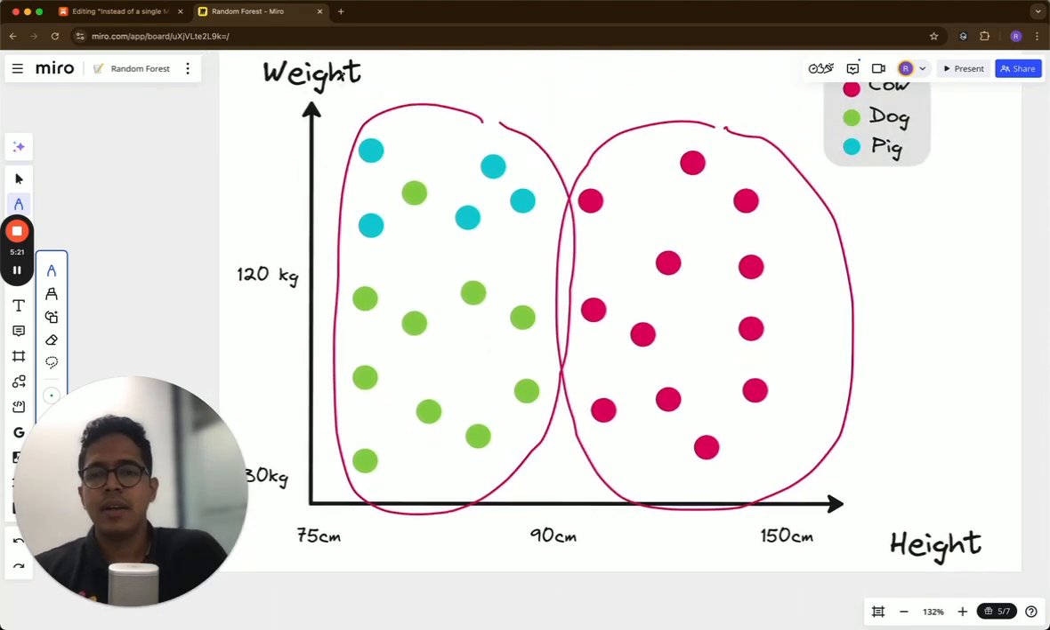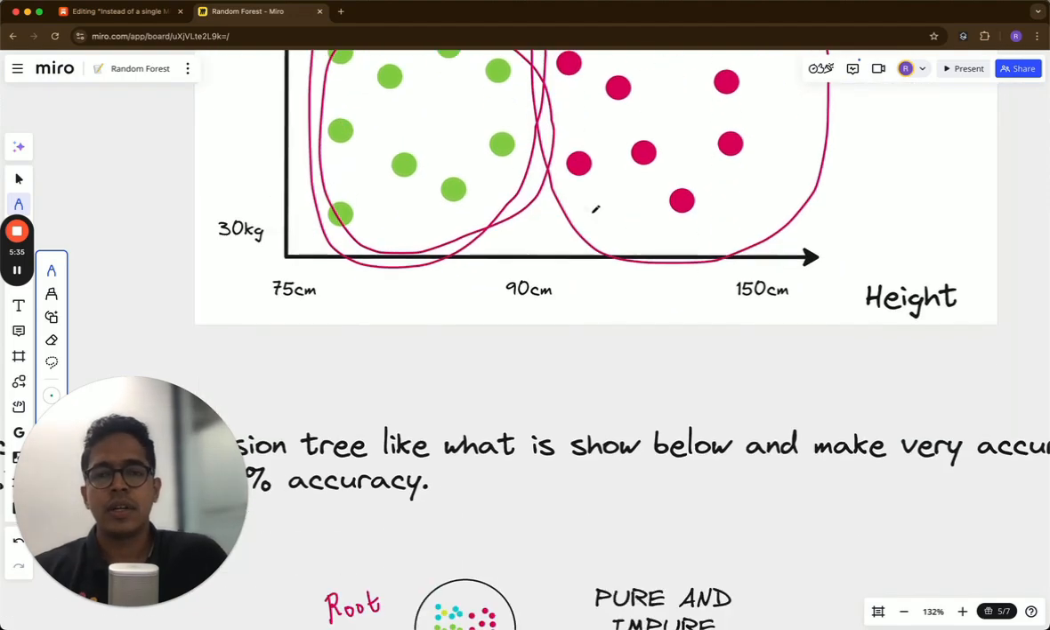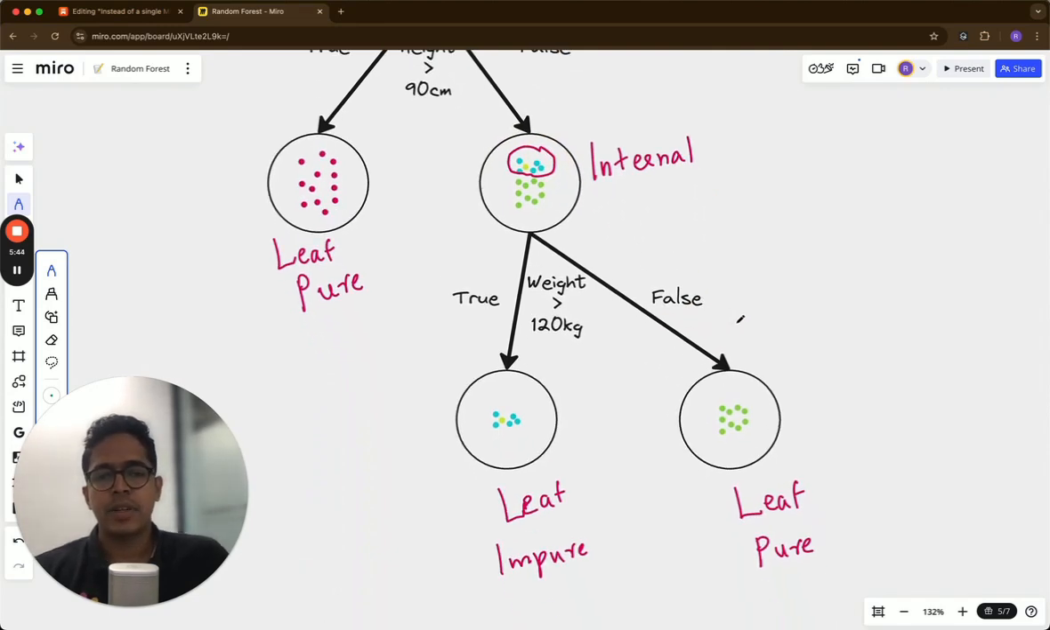So how does that happen? Weight 120 means you are essentially drawing a line like this. So now this data set will get split into two parts. One part where weight greater than 120 is true will be this. Another part where weight greater than 120 is false will be this. So the true data set will go to the true branch where you will see these data points. The false will be the remaining data points.